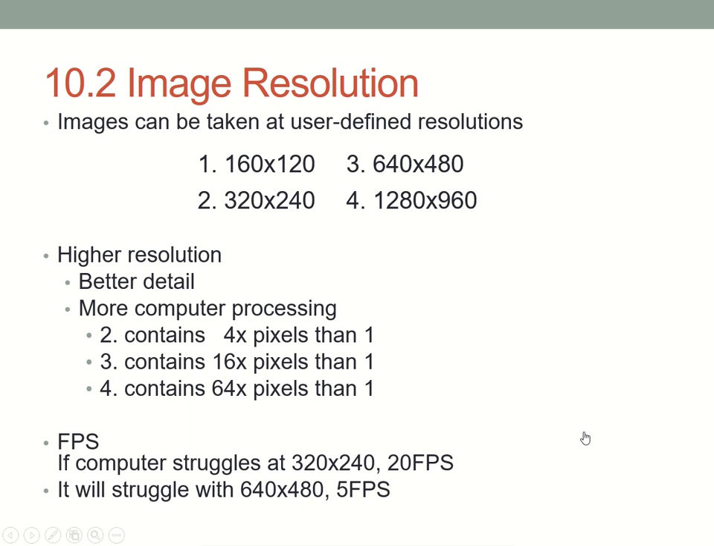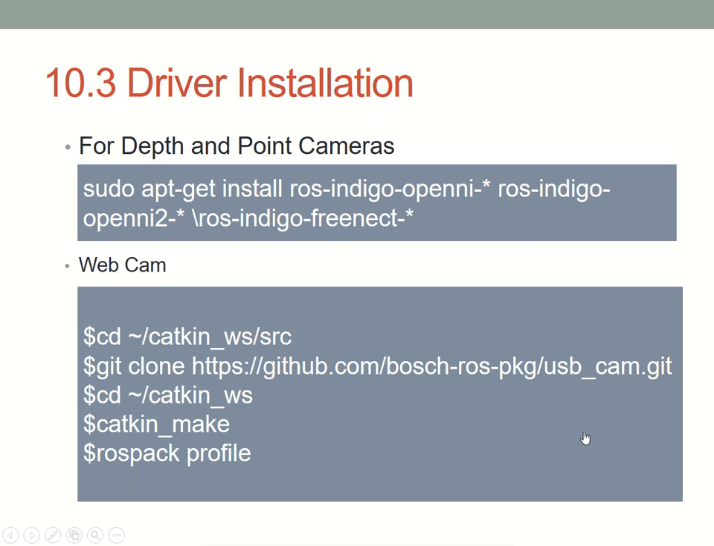So let's say if your computer is struggling to run at 320 by 240, 20 frames per second, and then you change the resolution, it will struggle at 5 frames per second. So it'll look very choppy, like it won't look like smooth video. Okay, so just a little note.